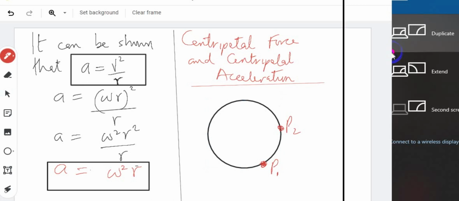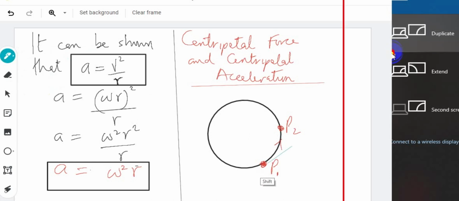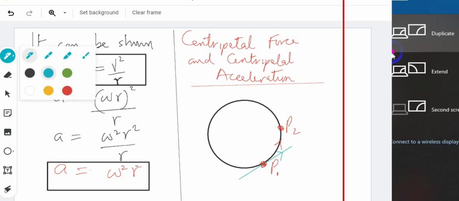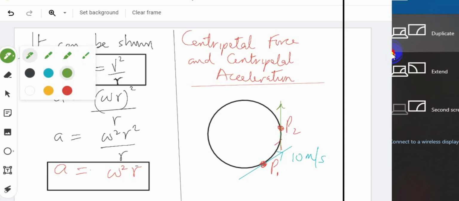And the reason is this: if this object is moving anti-clockwise as shown, at every point we can draw a tangent to show the speed at that point. That's the speed at P1. Also the speed at this point is this green one. Now assuming it is moving with a speed of 10 meters per second, so at P1 it is 10 meters per second, at P2 it is also 10 meters per second, same speed.